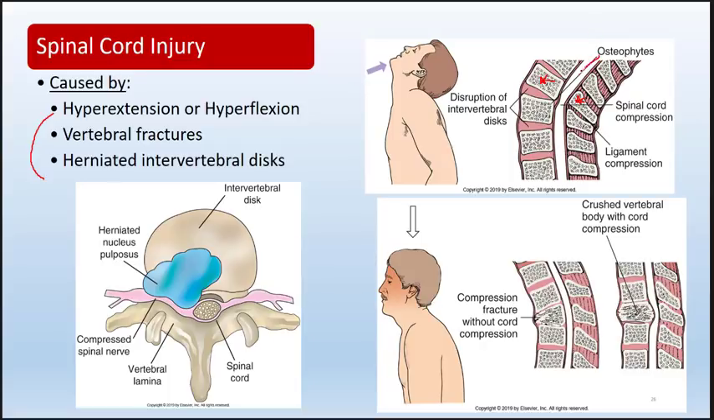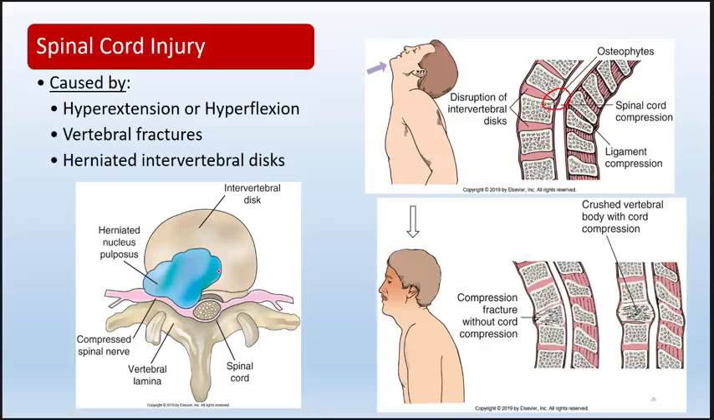And then running through here would be our spinal cord. And in the case of a herniated intervertebral disc, so we're looking here at a hyperextension injury, the intervertebral disc can herniate from where it's supposed to be. And you can see in this image that now it's compressing the spinal cord.